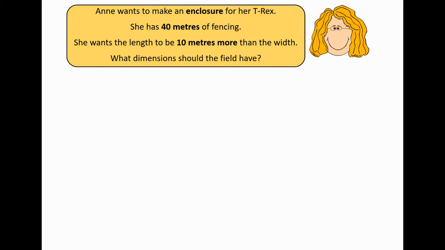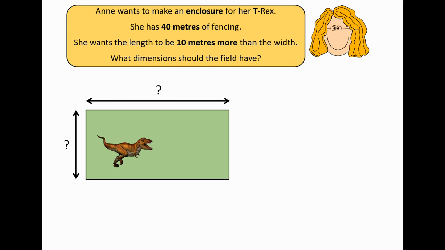let's look at this example here. Anne wants to make an enclosure for her T-Rex. She has 40 meters of fencing. She wants the length to be 10 meters more than the width. What dimensions should the field have? Again, let's say, for instance, the field here is a rectangular shape.